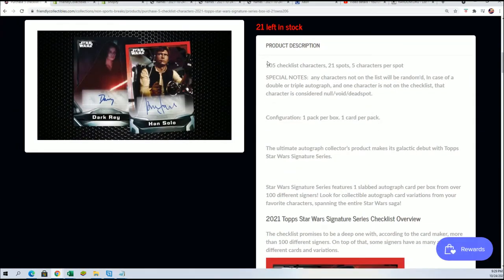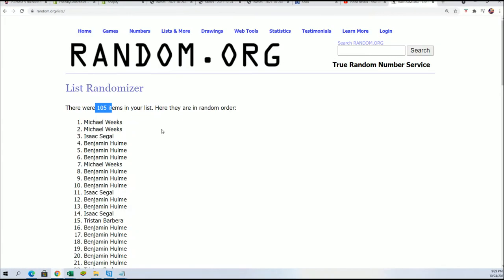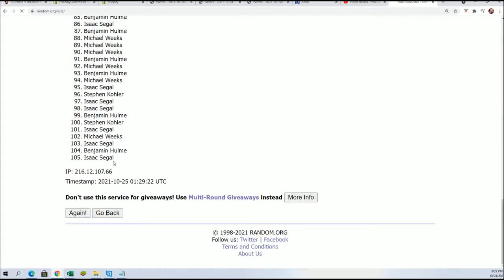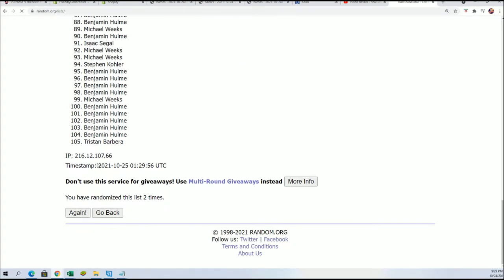A 105 is the right number. So getting back to the random, just wanted to double check, make sure I've got everything right.